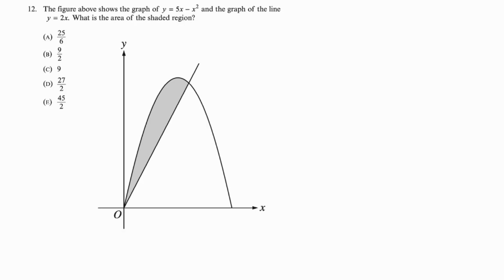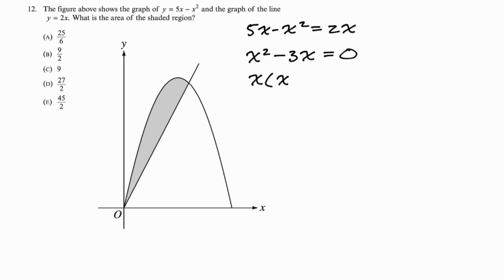We have to find the intersection point. So we need to know where 5x minus x squared intersects 2x. Just move everything to one side. You're going to get x squared minus 3x equals 0. You factor that and get x times x minus 3 is equal to 0. And now you're like, this is why we learned to do all this stuff. x is equal to 0 or x is 3. So really we need that intersection point, which is 3 comma 2 times 3, so 3, 6.